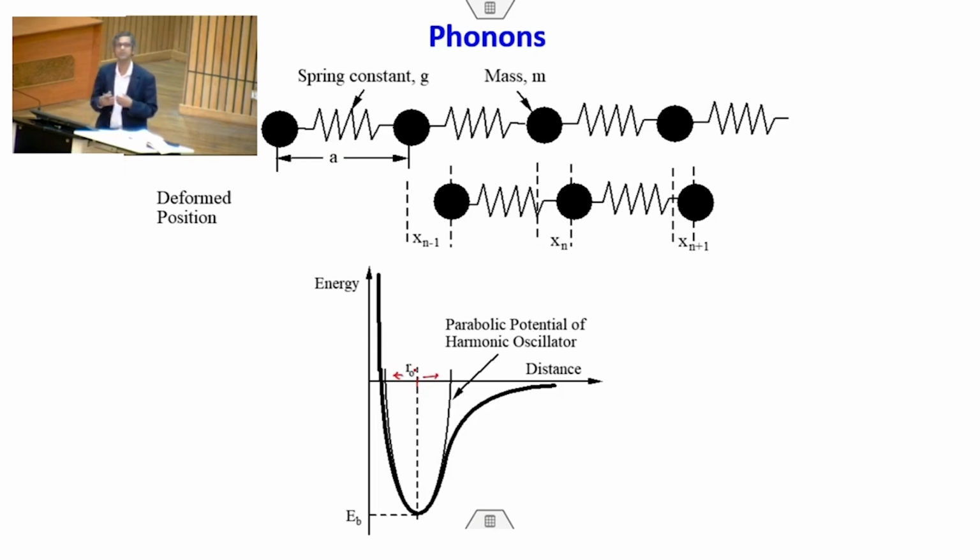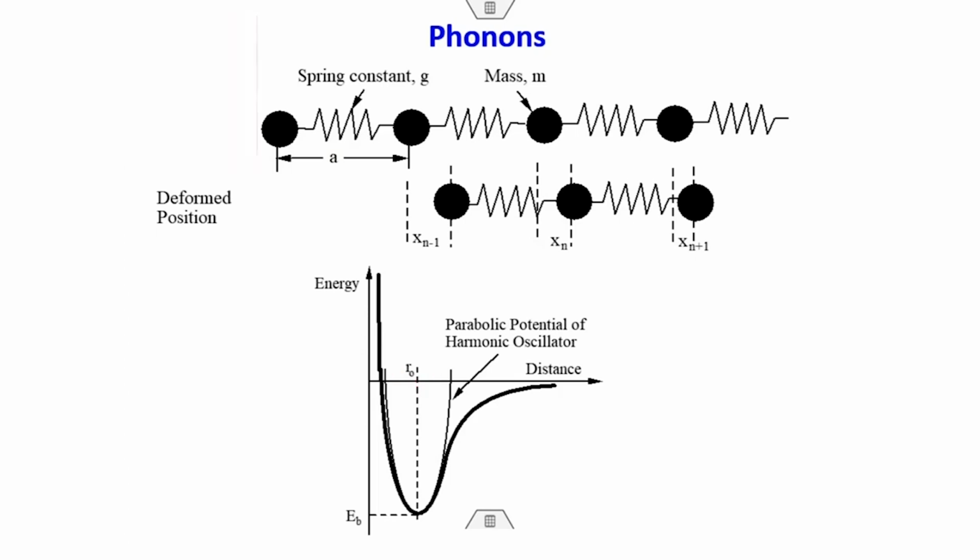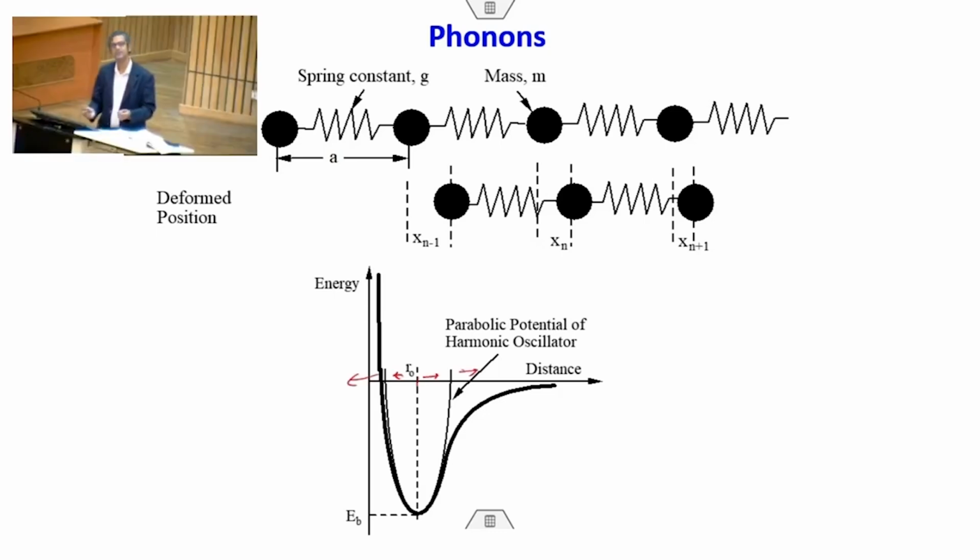That is obvious because you provide energy. So if the atoms are provided energy, they will try to move, and once they move, they will go away from the mean equilibrium positions. As they go away, this push and pull will easily happen. That is what is shown here.